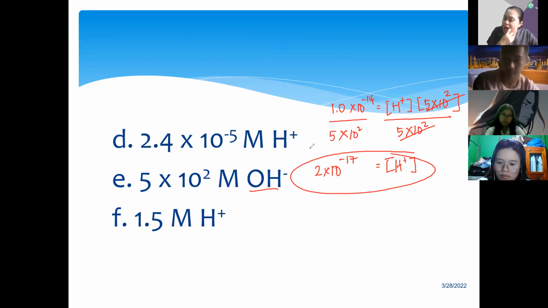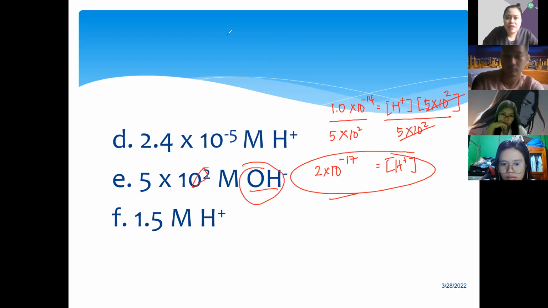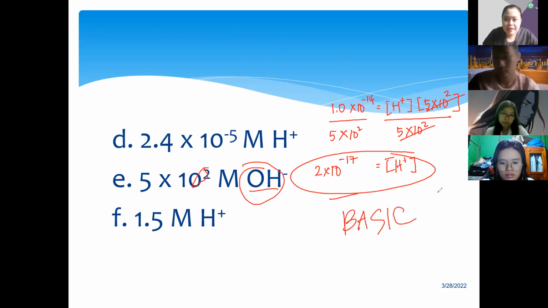And just by looking at it, this is positive here and this is negative. So definitely this one is larger in value. So this solution is probably basic. Okay? So basic for letter E.